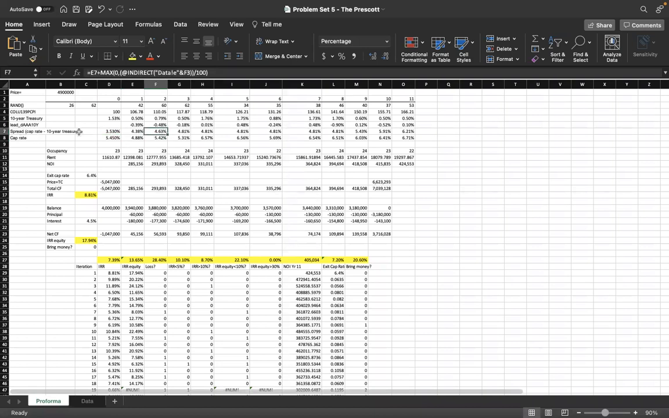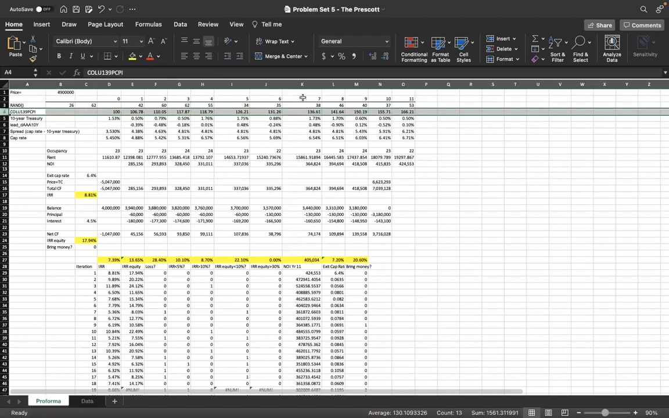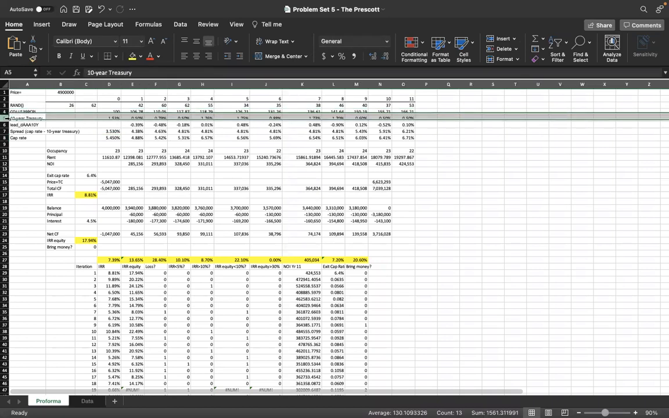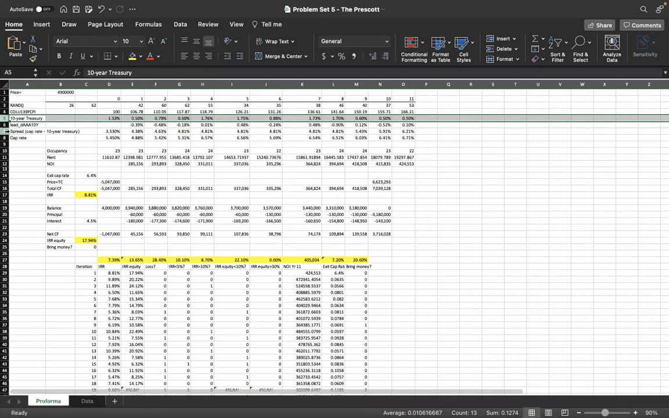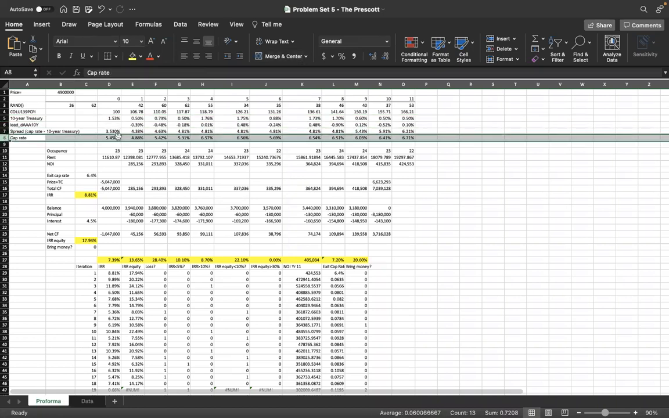And after you get the spread, the cap rate column is very easy. It is just the 10-year treasury plus the spread. It's the same. So it starts with 5.45%. That's it. This is to model the CPI simulation over the next 10 years, model the 10-year treasury rate, model the spread, and model the cap rate.